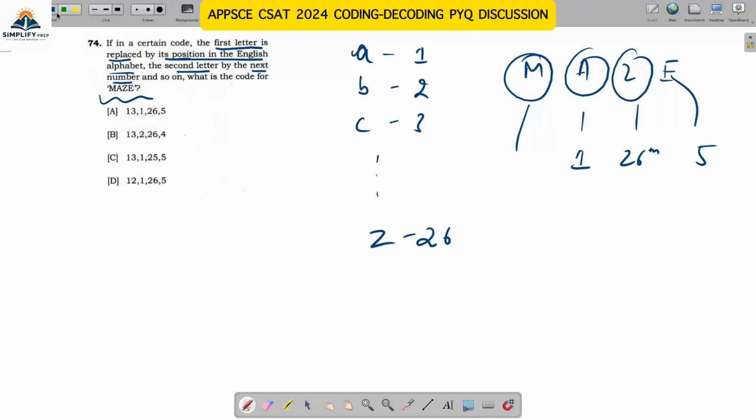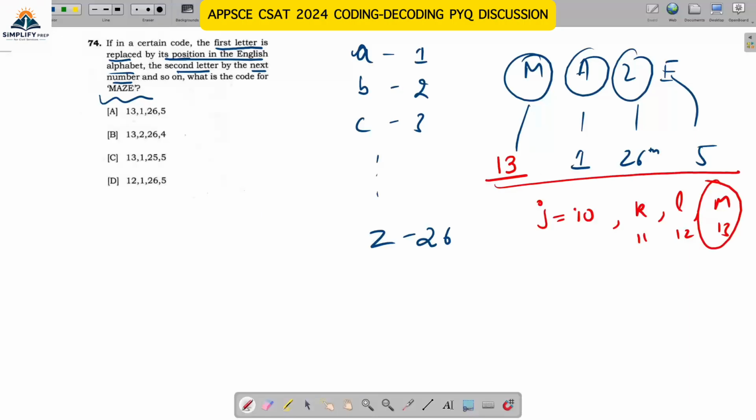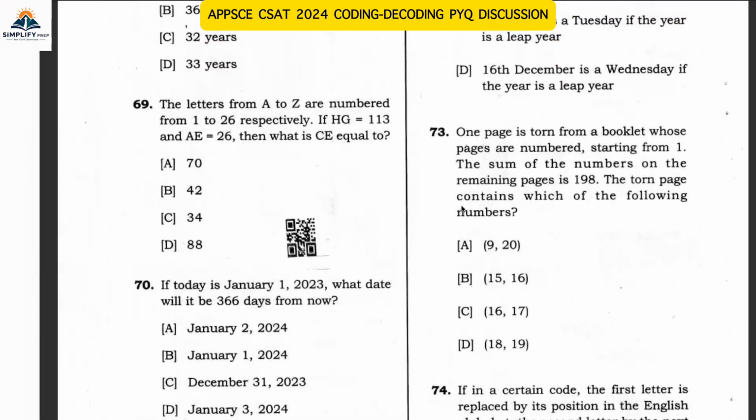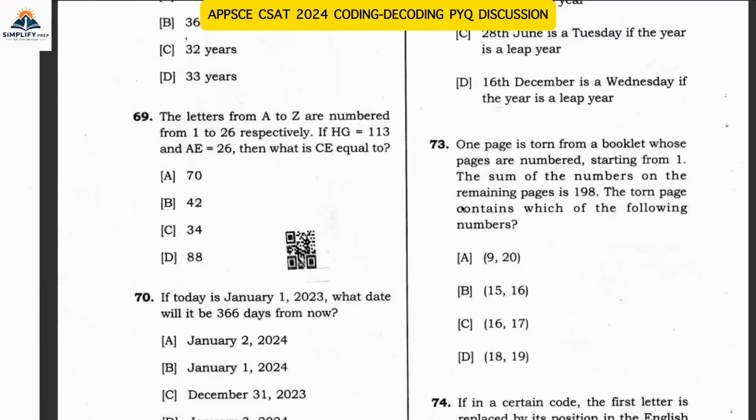So M we have seen in just two questions, na, 1-2 questions back, that it is the 13th. Why? Because if you write ABC, J is the 10th. So K, L, M, if you count 11, 12, 13, M is the 13th position. So 13, 1, 26, 5. That is coming in the A option. Na? A option mein aa raha hai. Very easy question.